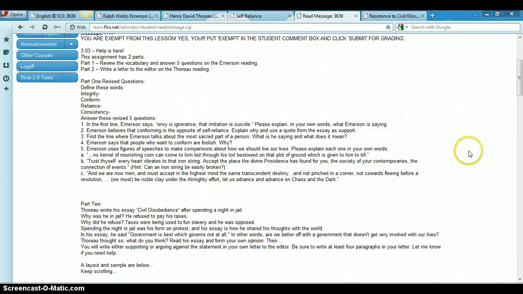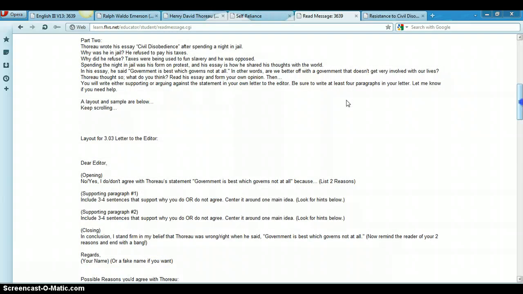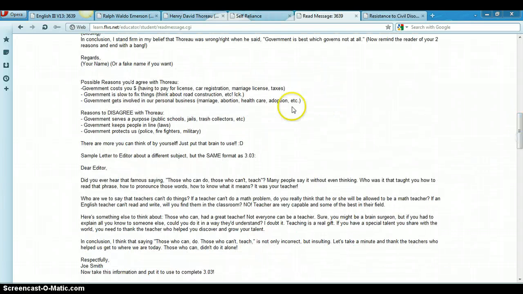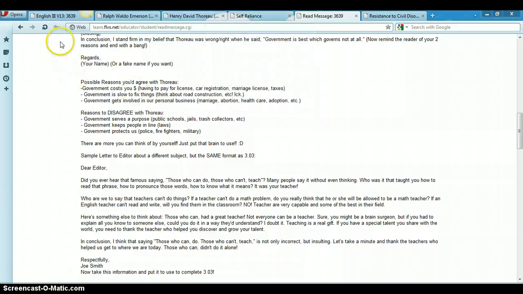If you go to discussion groups, it will ask you some questions, okay? It will give you a layout. This gives you kind of a template you can use to write your letter to the editor so that you have 4 strong paragraphs. It gives you some reasons why you might agree or disagree, and then it gives you a sample. So use discussion groups when you work your way through part 2 of 303. It'll come in very handy.